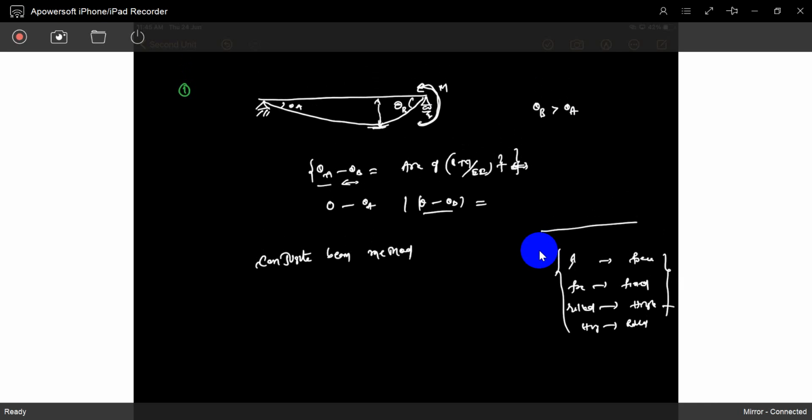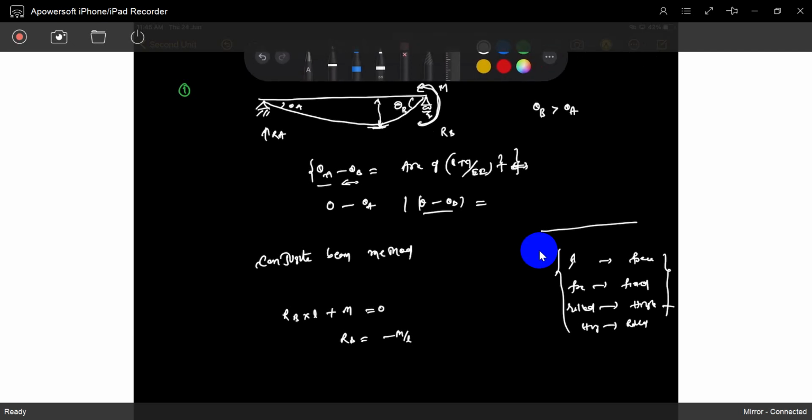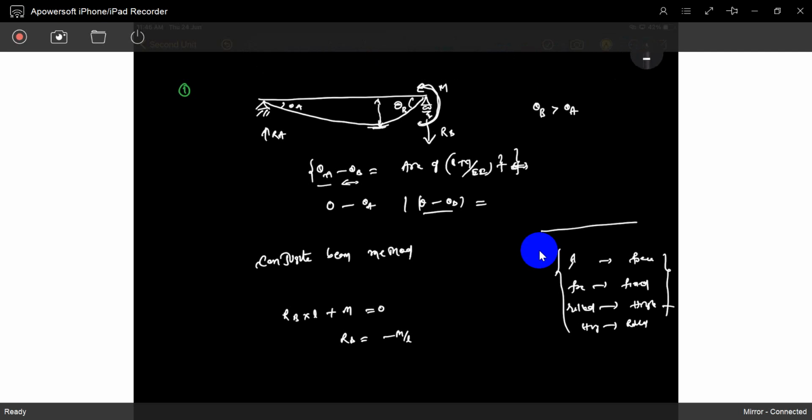See it. So what is the shear force? So RB, RA. Just write it, find out the shear force. It is a determinate beam. So RB into L plus M is equal to 0. So RB is equal to minus M by L. Do you understand? So compulsorily the direction we have to change. So RB is minus M by L. So automatically RA is M by L, in the same direction, because there is no vertical load.